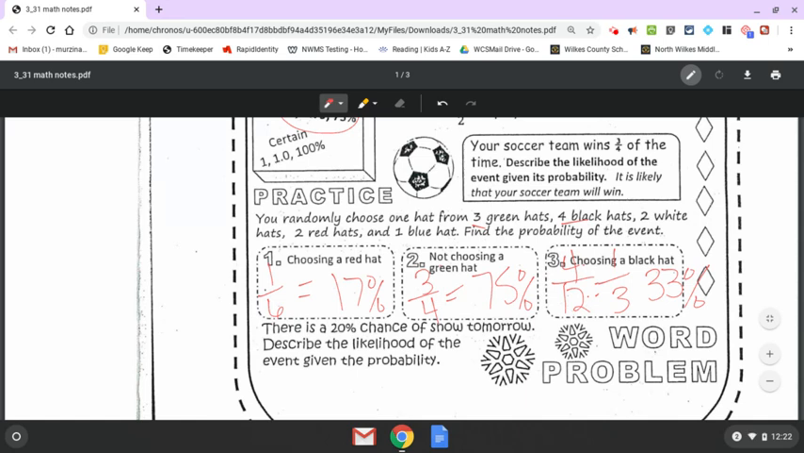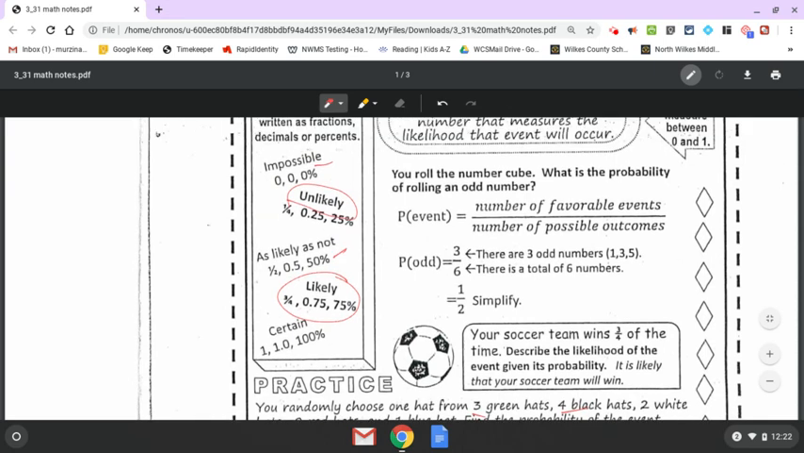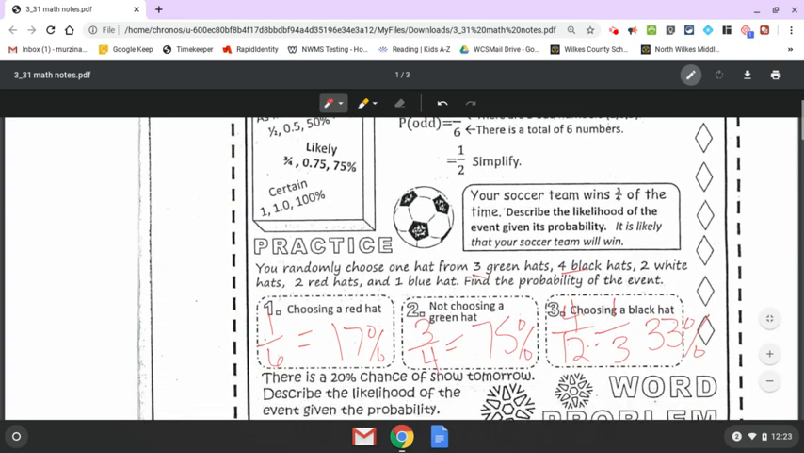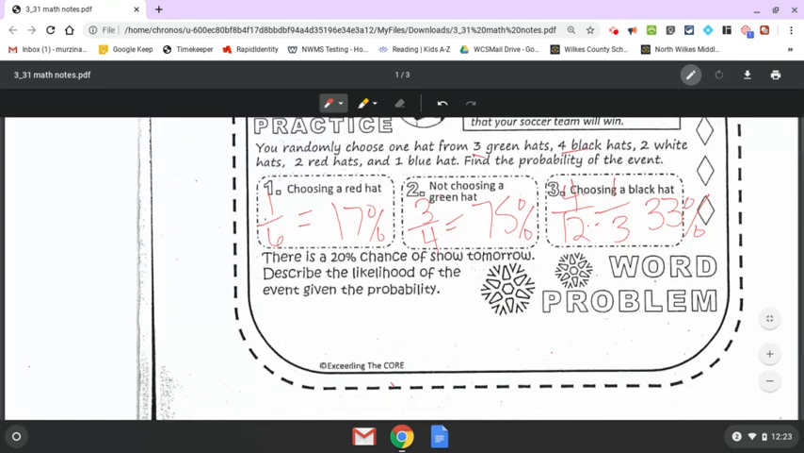Okay. Once again, we'll go back up here. What is the likelihood that you'll choose a black hat? And since it is 33%, it is between impossible and equally likely, between 0 and 50. So it is also unlikely that you're going to choose a black hat.